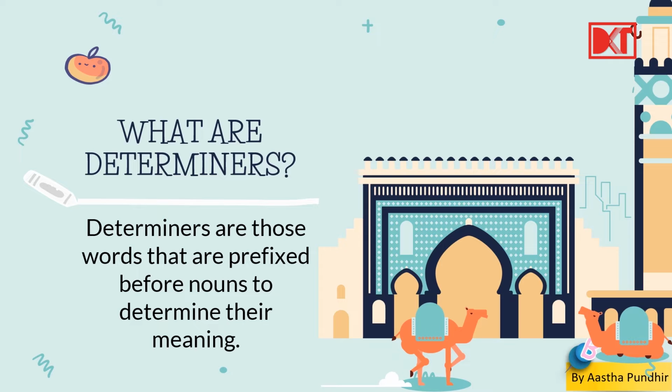Okay, so quite obviously the first question that we have to answer is what exactly are determiners, right? Let's see. Determiners are the words that are prefixed before nouns to determine their meaning. Now this might seem like a little bit confusing or vague definition, but once we see the examples it will be clearer to you. Right now what you have to understand is what determiners are.